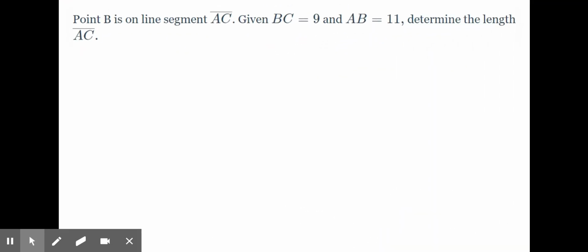Our first question: point B is on line segment AC. Given BC equals 9 and AB equals 11, determine the length of AC. All right, first things first, let's draw the line segment. Remember, a line segment is a section of a line, so it has a start point and an end point. This line segment, we are told, is AC, so we will label it AC. Then they say point B is on that line segment, so we'll put point B on it.